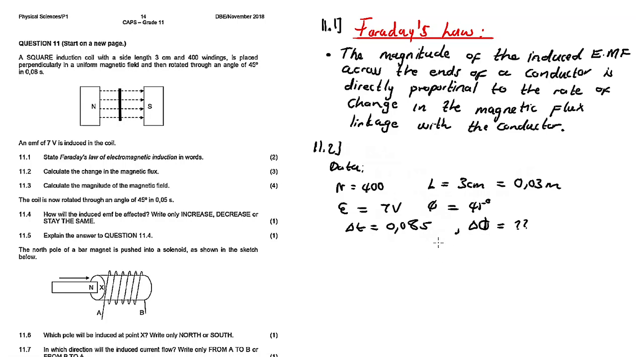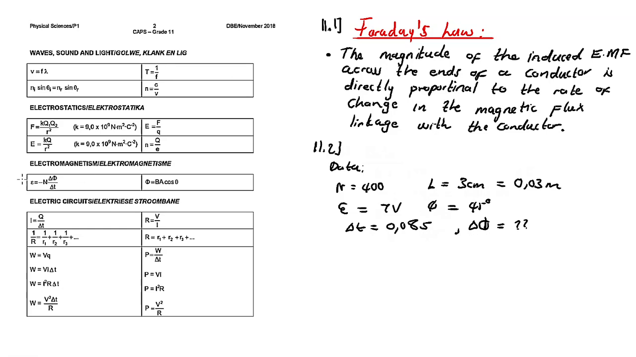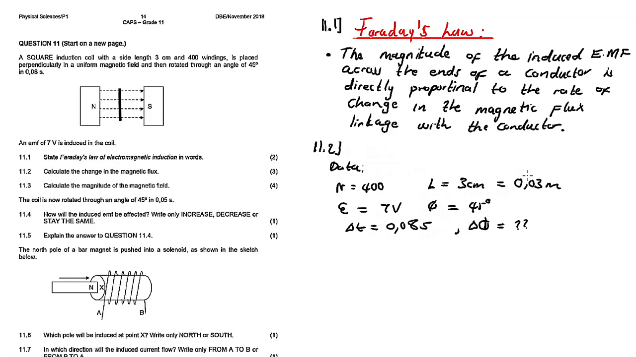We want to calculate the change in magnetic flux. On the formula sheet we will use Faraday's law to calculate it. It involves the change in magnetic flux, the EMF, the number of windings, as well as the change in time. So I will use this formula: EMF is equal to minus N times the change in magnetic flux divided by the change in time.